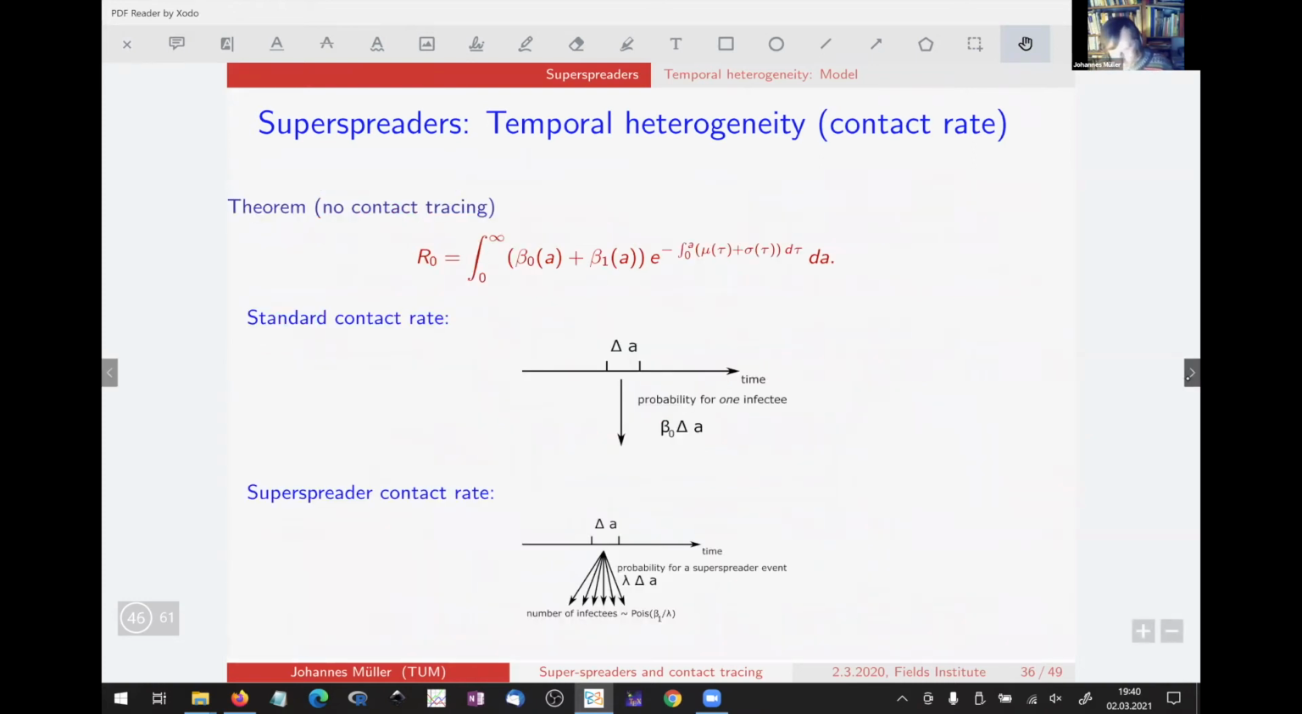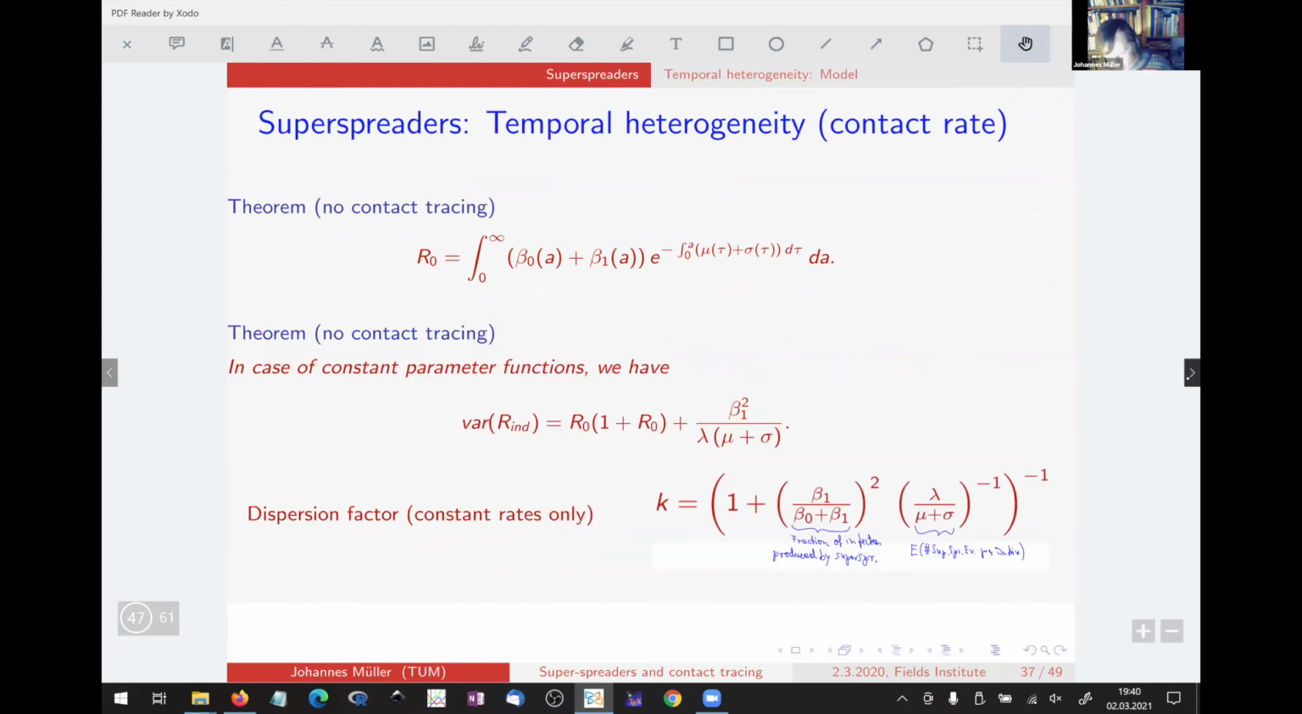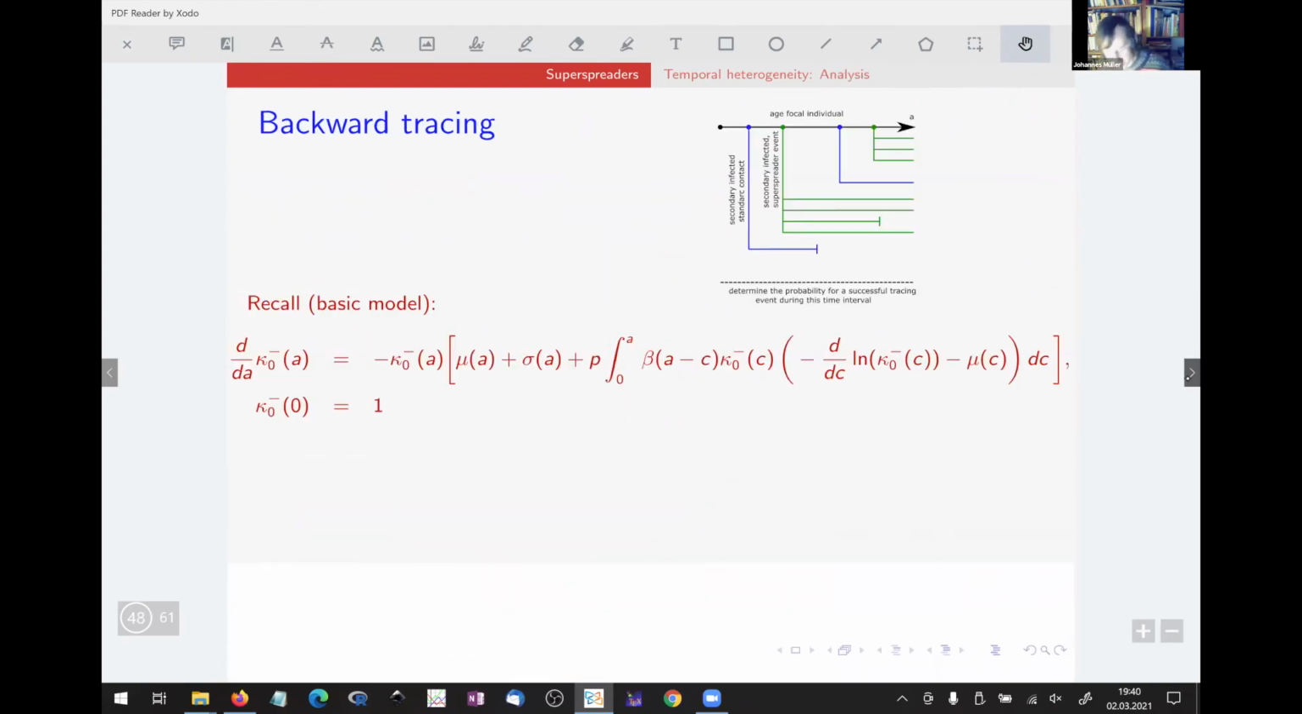We can, of course, now analyze this model without contact tracing. I will jump over that to stay in time and rather focus on the ideas of how to analyze this thing. Of course, it's slightly more complex.